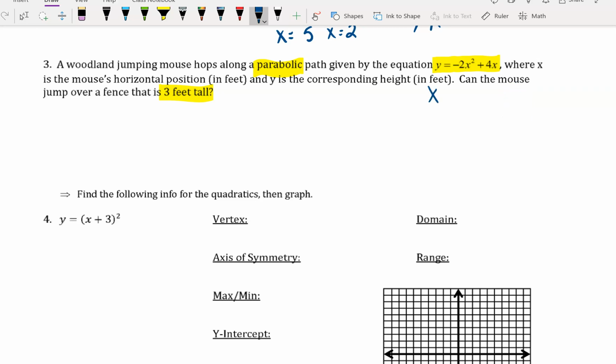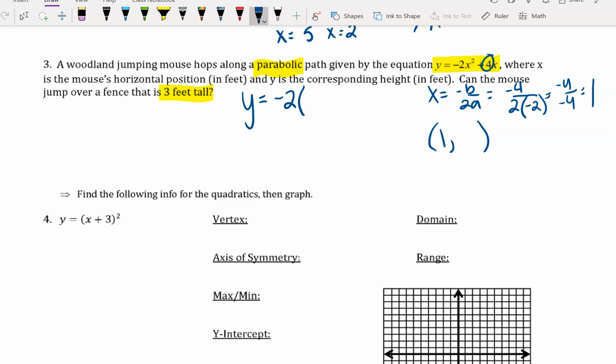So to find the x-coordinate of the vertex, we do -b over 2a, which is going to be, this is our b value, so -4 over 2 times a is -2. That'll be -4 over -4, which simplifies to just 1. So the x-coordinate of the vertex is 1. But x is the horizontal distance, that's not the height. We need the y value, which is the height. So we're going to plug back into the original equation, but we're putting 1 in for x. And that will tell us the height.